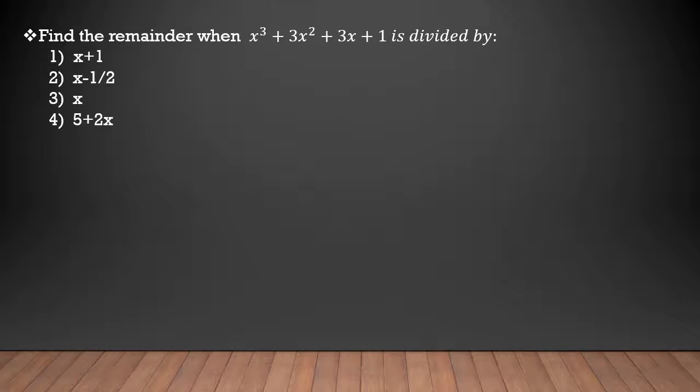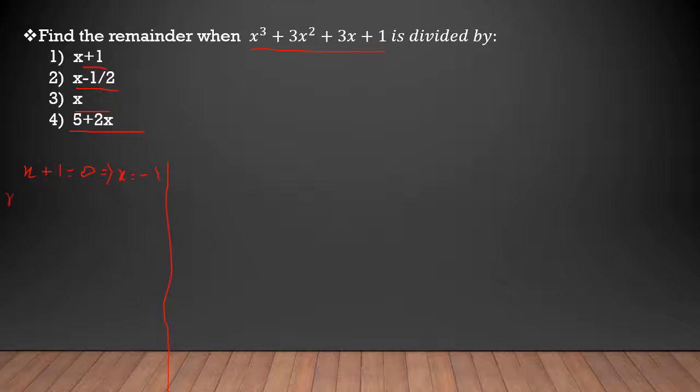Again we have to discuss the next question. Find the remainder of this polynomial when it is divided by this, then this, then this, then this. There are four parts to the question. So let's start with the first part. Here the divisor is x plus 1. So we have to make x plus 1 equal to 0, and then we find the value of x, that is x equal to minus 1.